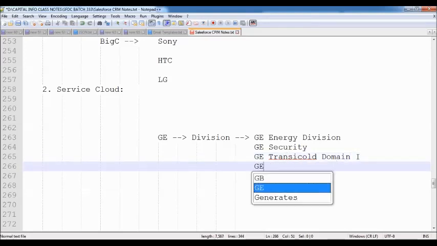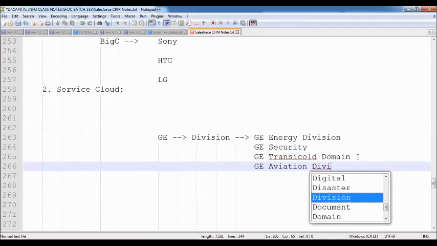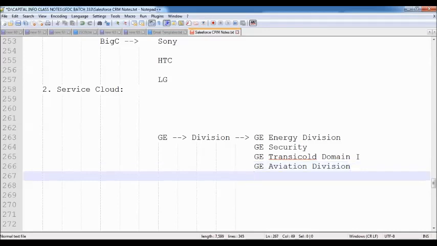As part of GE, they have the aerospace division, which is called the aviation division. As part of this GE aviation division, they're manufacturing various flight engines. In order to travel from one place to another, we use various flights. Those flight engines are also manufactured by the GE aviation division people. And GE is in the healthcare division also. Like that, they have various divisions.